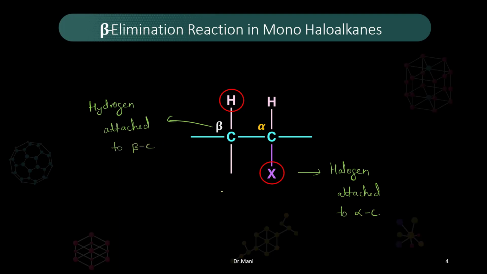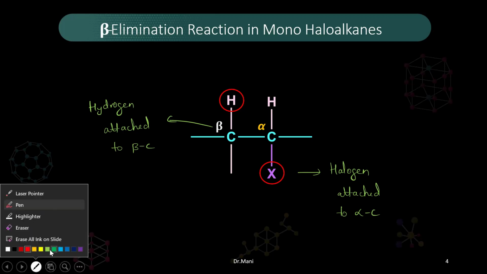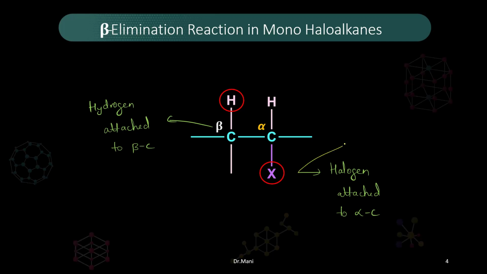And remember, on this alpha carbon, the halogen acts as the leaving group. We know the leaving group always takes away the electrons with it. So when it is taking away electrons with it, will it act like an anion or a cation?